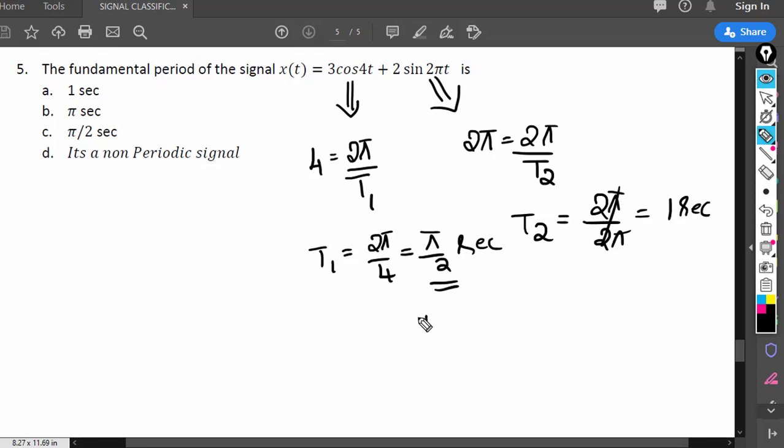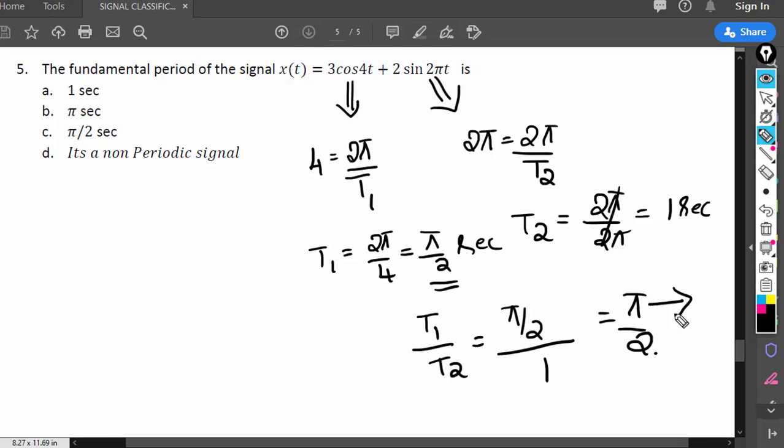Now, if I take the ratio T1 by T2, T1 is pi by 2 divided by T2, which is 1. So what is this ratio? Pi by 2. Is this rational? No. Why? Because the numerator is not an integer, it is 3.142 something, though the denominator is an integer. What is the condition? Both numerator and denominator should be integers, in the sense that it has to be rational. Therefore, this is non-periodic. So which option is correct? The fourth option is correct.